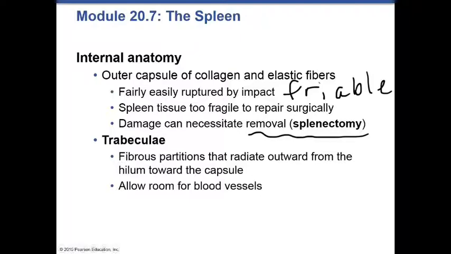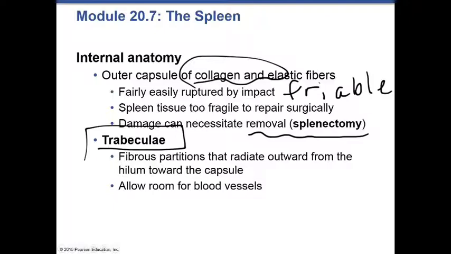If you look internally into the spleen, you'll see the outer capsule of collagen and elastic fibers, but inside, trabeculae. Now, trabeculae is a word that you'll see in a number of places. One place that comes to mind for me is thinking about bone. In the outer layer of bone, we had cortical bone, or the compact bone, and then internally there was the medullary bone, or the spongy bone, which was always described as having trabecular spaces.